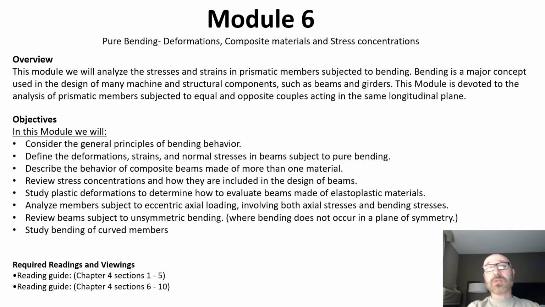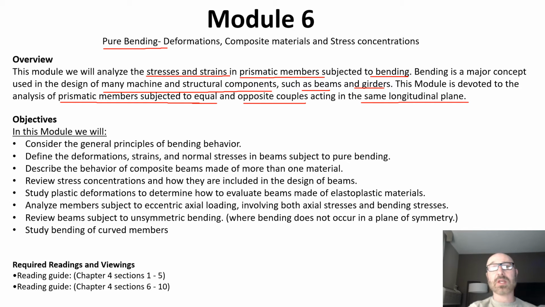So now as we jump into Module 6, we're going to be taking a look at Chapter 4 in our textbook. Within this module, we're going to analyze the stresses and strains in prismatic members subjected to bending. So again, we're talking about pure bending right now. Bending is a major concept used in the design of many machine and structural components, such as beams and girders. So this is going to be extremely important to understand how we can do these tests and analysis of these different members for those applications. Now, this module is going to be devoted to the analysis of prismatic members subjected to equal and opposite couples acting on the same longitudinal plane. So that'll simplify it down a bit for these particular cases.